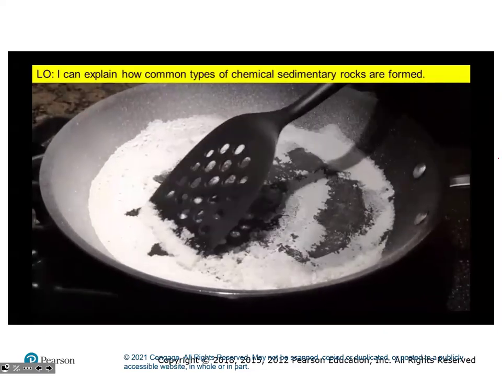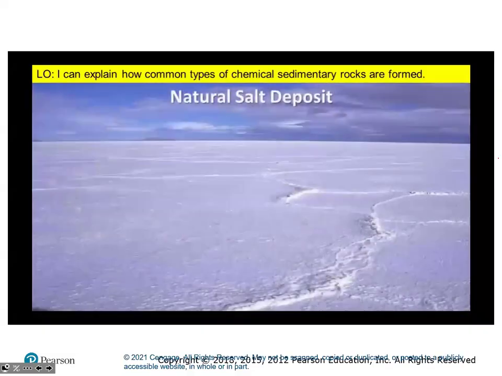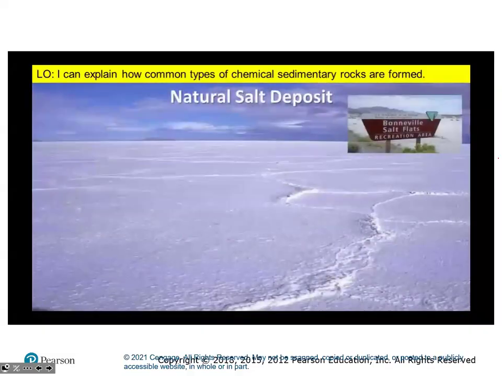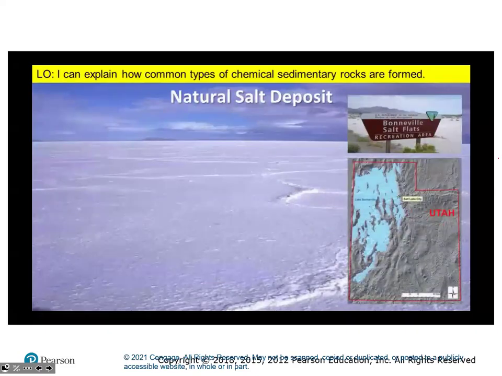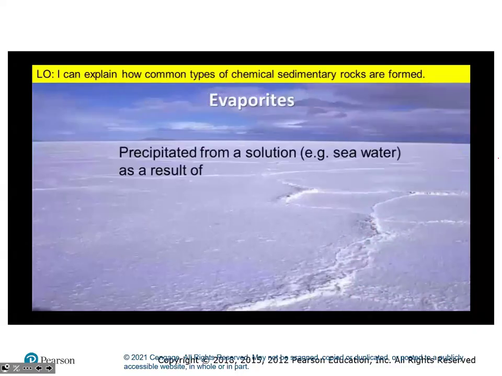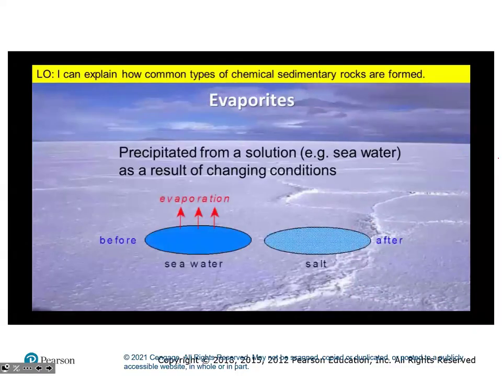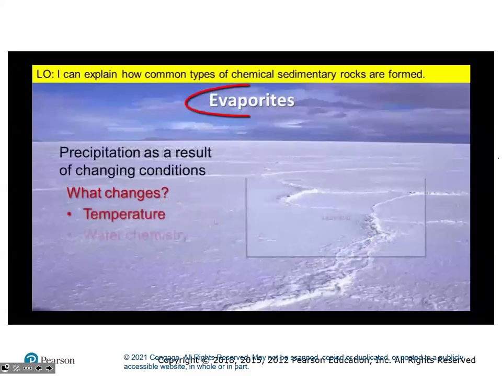Essentially the same thing happens in nature, just not as quickly. This occurs when water in isolated seas or lakes evaporates, leaving behind dissolved minerals. For example, ancient Lake Bonneville covered much of Utah 10,000 years ago. Most of the lake dried up, leaving the flat lake bed covered in a layer of salt. Because these chemical sedimentary rocks form by evaporation, they're known as evaporites.